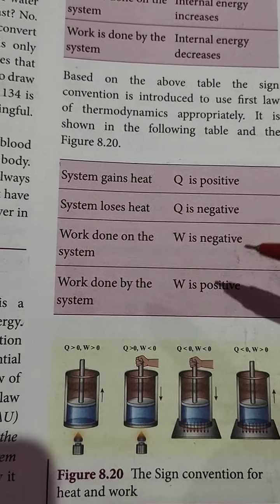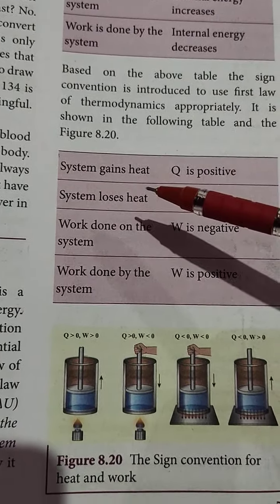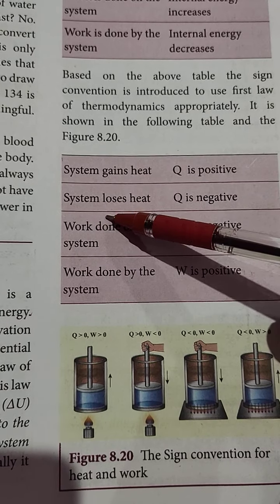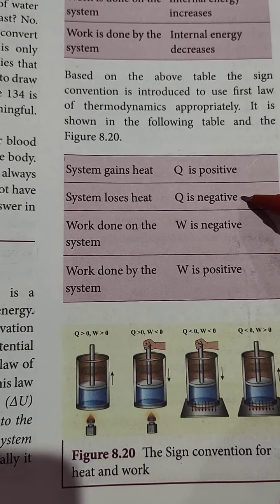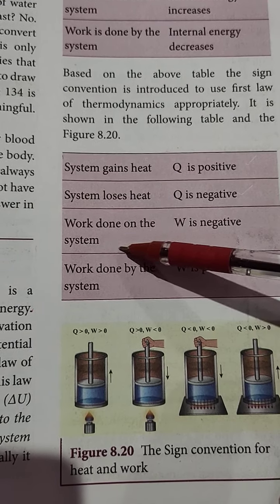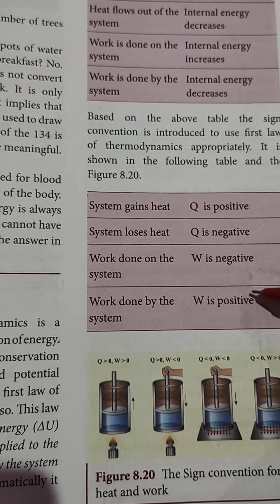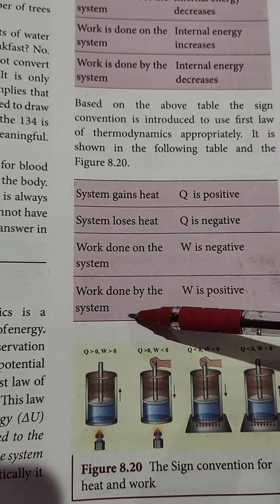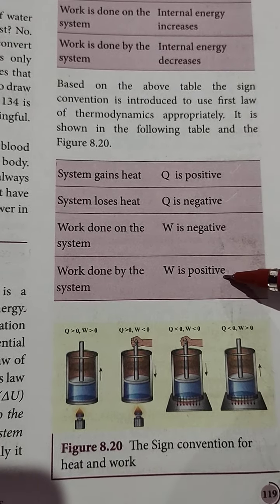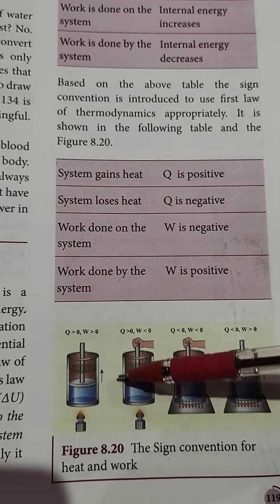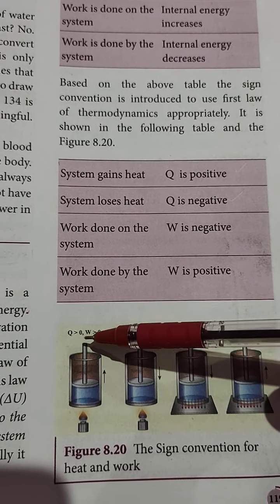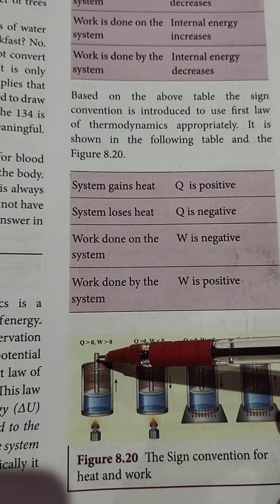Thus, here the system gains heat, Q is positive. The system loses heat, Q is negative. Work done on the system, W is negative. Work done by the system, W is positive. So provide the table answers of the diagram 8.20 here. So energy greater than 0, work done will be greater than 0.